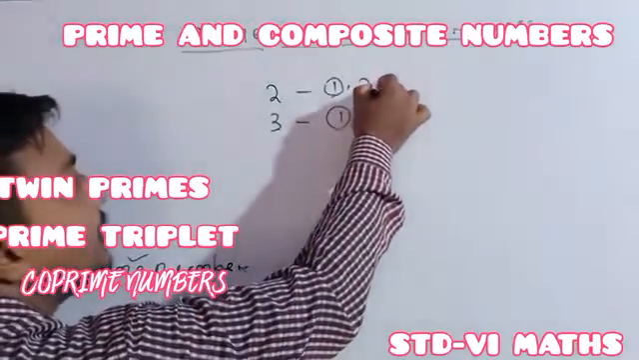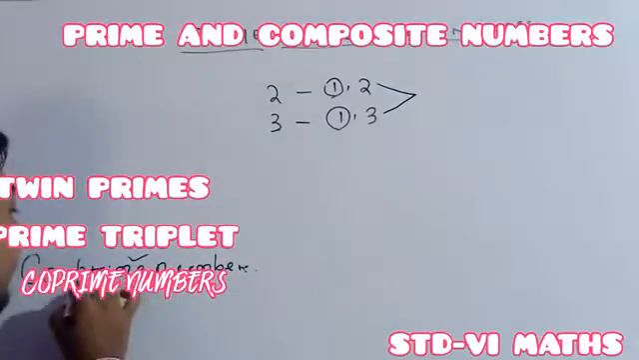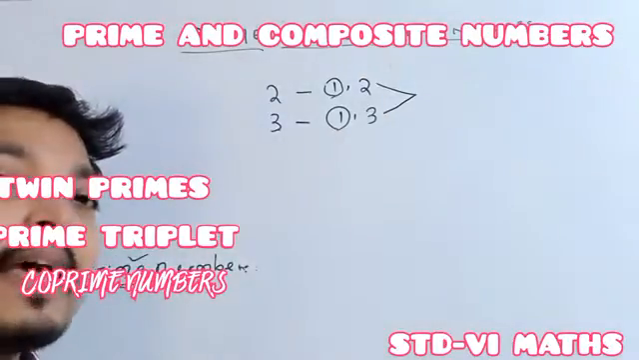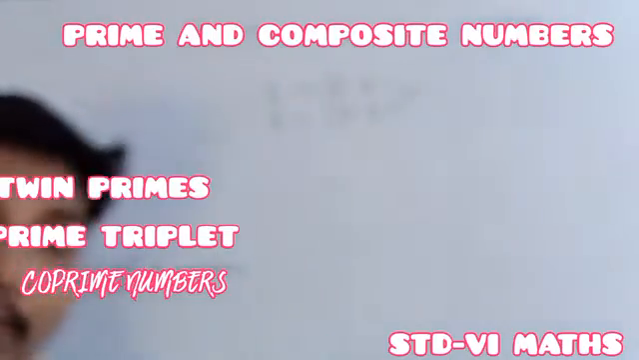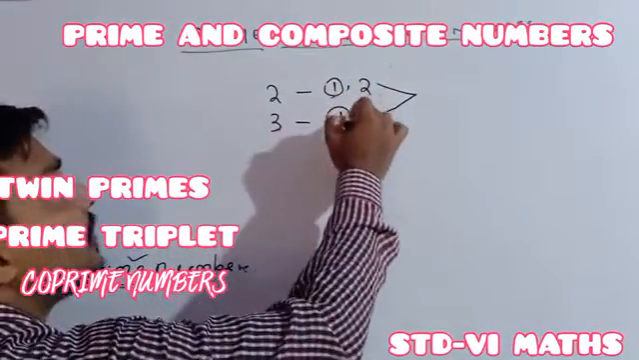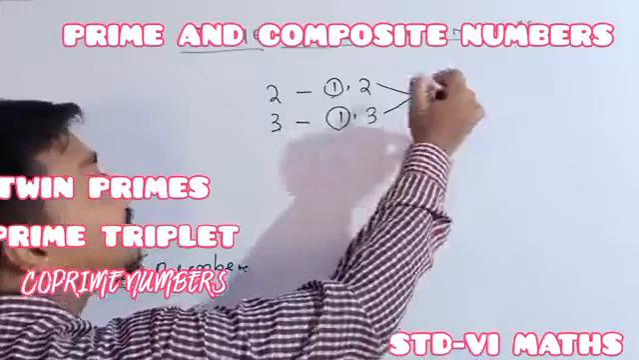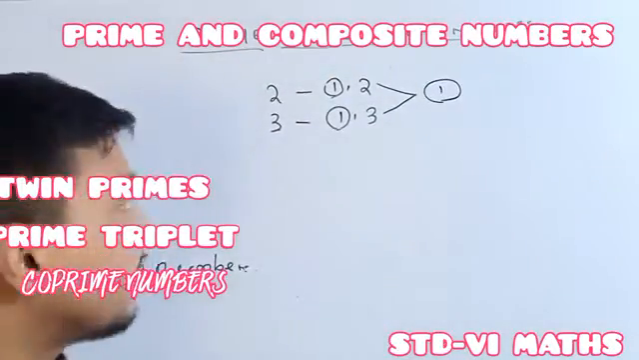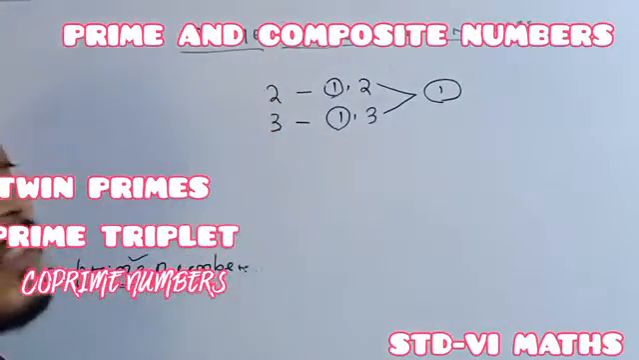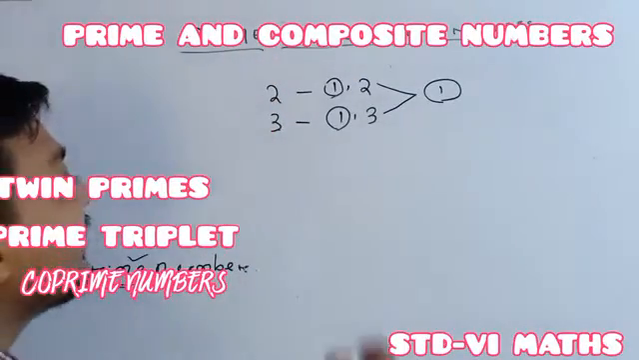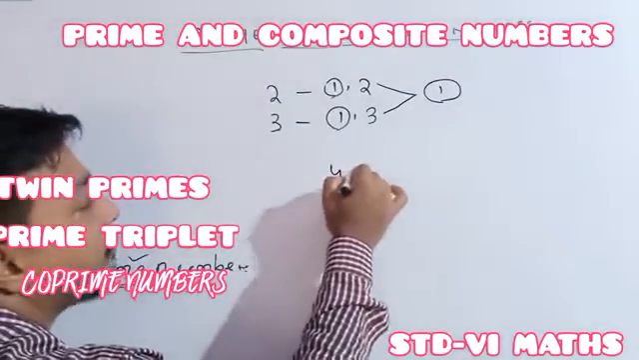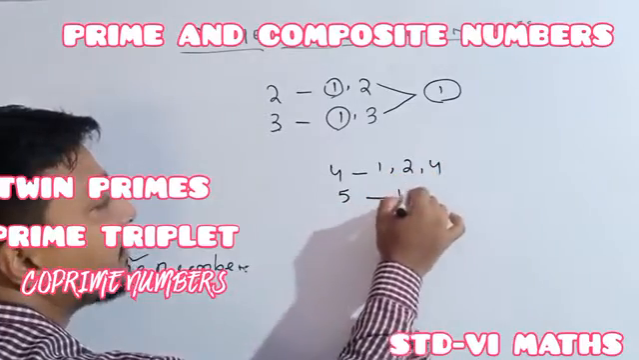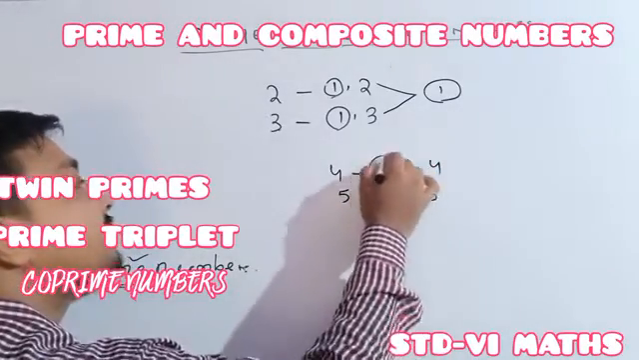Remember, it does not mean that the numbers should be prime 100%. Any two numbers we can call coprime numbers if 1 is the common factor between them. If 1 is the common factor between any two numbers, then we can call those two numbers coprime numbers. And remember, take any consecutive numbers, 4 and 5 you may take. For 4 the factors are 1, 2, 4. For 5 the factors are 1, 5. Any two consecutive numbers you may take.